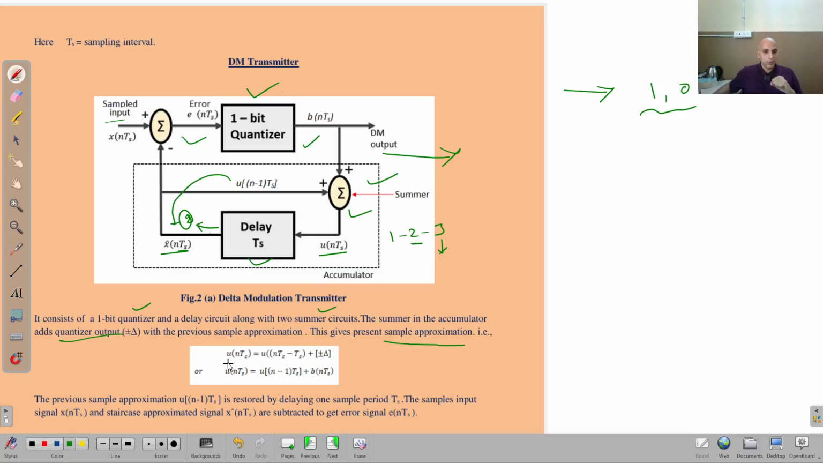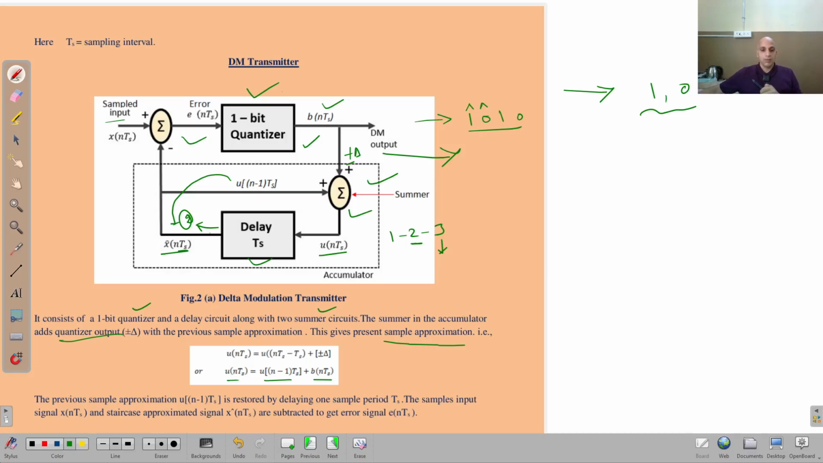Present sample approximation u(nTs) is equal to u((n-1)Ts) plus minus delta, that is coming from here, plus minus delta, right? Or you can say u(nTs) is equal to u((n-1)Ts), you can take the common, and b(nTs). b(nTs) is this signal, that is plus minus delta, right? So this is the way of working of this DM transmitter. In this way we will get a bit stream at the output, that is either like this 1 0 1 0. These bits are representing the samples in the incoming signal, right?